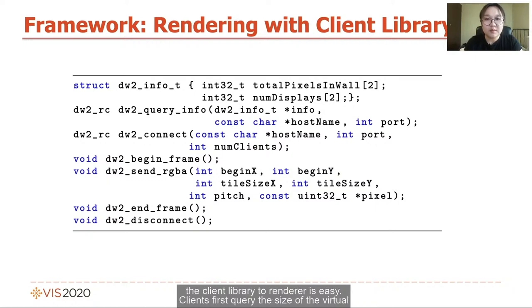Integrating the client library into the renderer is easy. Clients first query the size of the virtual frame buffer from the display service using the DW2 query info function through the information server. After connections between clients and the display service are established, all clients then call the DW2 begin frame function, which returns when the display service is ready to receive the next frame. The DW2 send RGBA function is used when the tiles are ready to send to the display service.